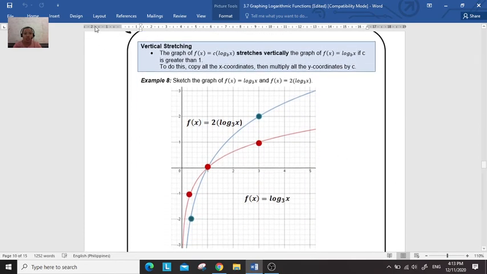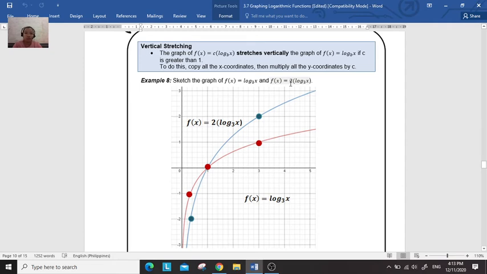For vertical stretching, the graph of f of x is equal to c times log x base b stretches vertically the graph of f of x is equal to log x base b if c is greater than 1. So do this, copy all the x coordinates and multiply all the y coordinates by c. So let's have the pre-image. If this is the pre-image, or the f of x is equal to log x base 3, then let's stretch the graph with the value of c, 2.